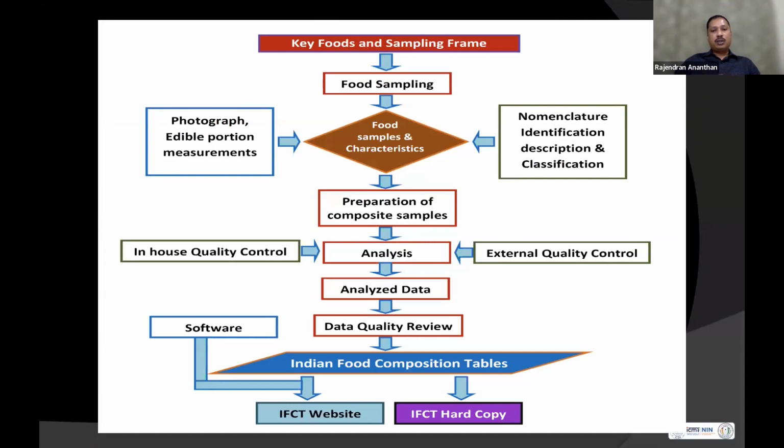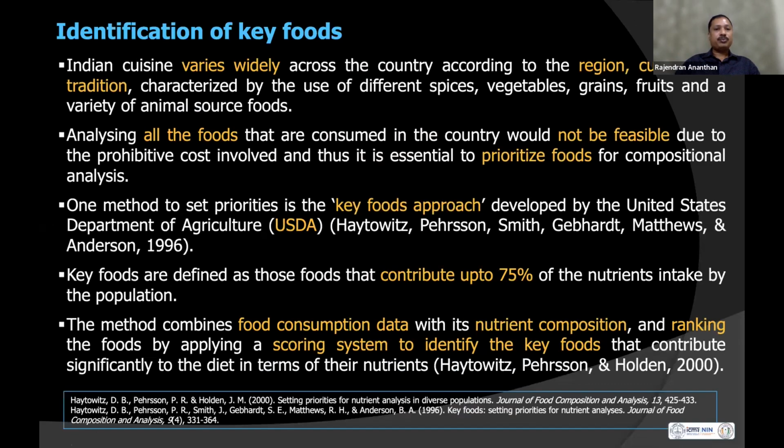The food composition table development involves many stages: collection and identification of the samples, preparation of the samples, analysis, maintaining quality controls, both external and in-house, analyzing the data, data quality review or data cleaning, and finally publishing. It's only a bird's eye view of the different stages involved in the development of food composition.